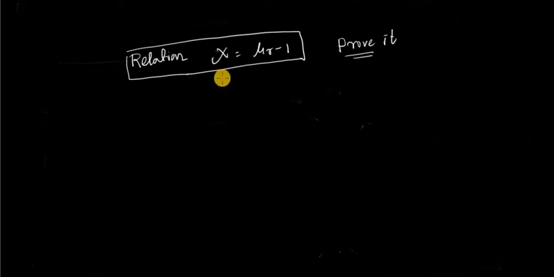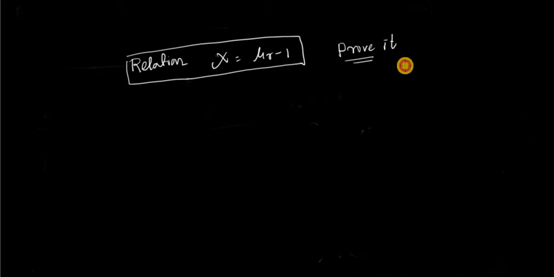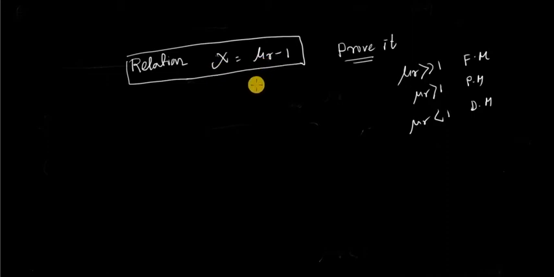Now my next topic is the relation between the susceptibility and relative permeability. Already I have discussed that relative permeability mu r is very much greater than 1 for ferromagnetic material, mu r is only slightly greater than 1 for paramagnetic material, and mu r is less than 1 for diamagnetic material. Now let us try to derive this relation between susceptibility and relative permeability of the sample.